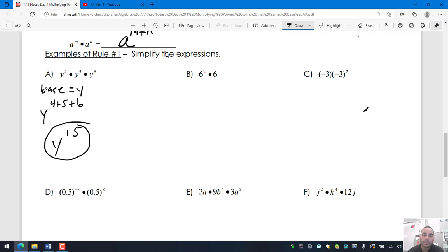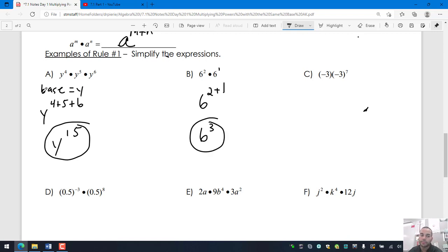For example B, I see 6 squared times just plain old 6. Okay, so once again we notice we have the same base, but there's no visible exponent next to that second 6. And if there's no visible exponent, what we have to assume is it's just 6 to the first power. This is the same thing as 6 squared times 6 to the first. Okay, the principle is still the same. Keep the base, add the exponents. I'll have 2 plus 1 as my exponent. My answer should be 6 to the third power.